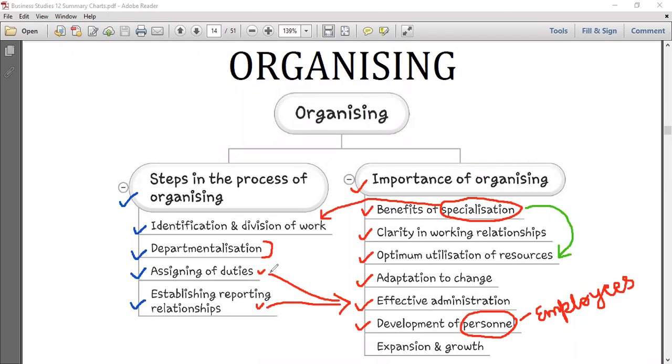What does development of personnel mean? Development of personnel means the person who is an expert, who is efficient, who has good skills should be promoted to a higher authority. So how will we be able to know who is performing well? In the reporting relationship, the superior will keep on evaluating the performance of each and every employee, and he will be able to know which employee is efficient and entitled to get promotion. So that is called development of personnel.